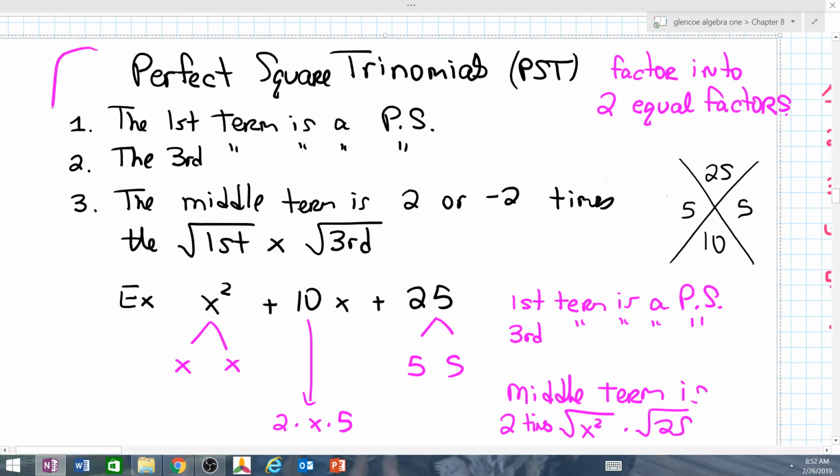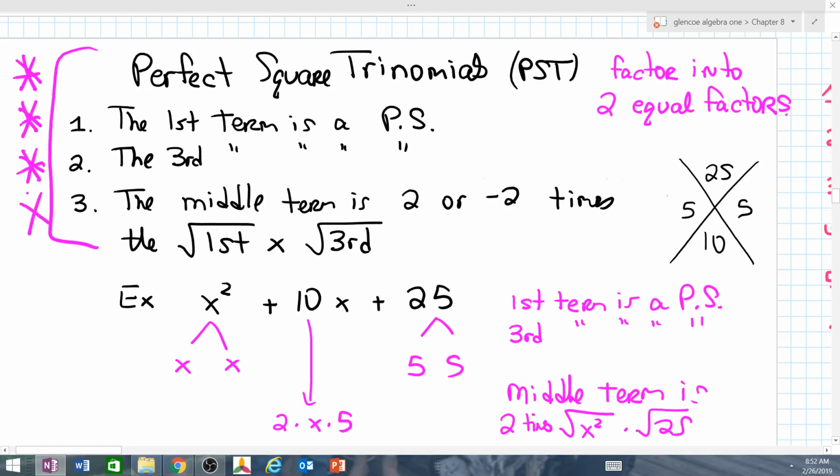Okay, I will go on record as saying that this is extremely important. So that should have been a major hint for everyone. Okay? A perfect square trinomial. How do you know? The first term is a perfect square, third term is a perfect square, middle term is 2 or negative 2 times the square root of the first times the square root of the third.